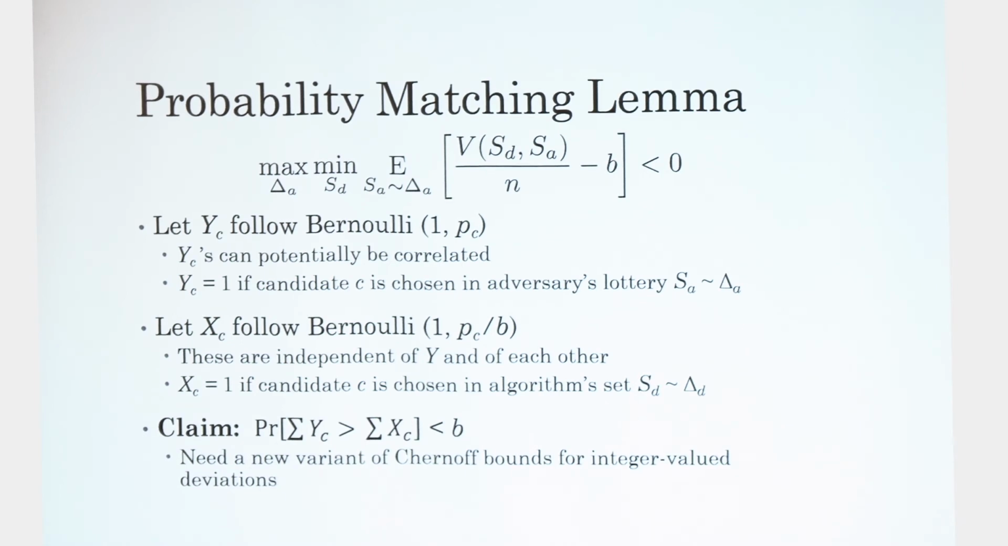And our claim is the probability that the sum of Y c greater than the sum of X c is less than b. So we need a new variant of the Chernoff bounds for integer valued deviations. And the probability inequality here nearly implies the inequality above for the approval set setting.